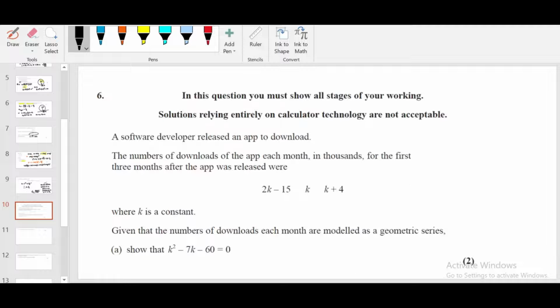Let's move on to the next question now. Question number 6. This is from Sequences and Series. A software developer released an app to download. The number of downloads of the app each month in thousands for the first 3 months after the release is, there are 3 terms given here, and it says it is modelled as a geometric series. So you need to find a way to connect these 3 terms.